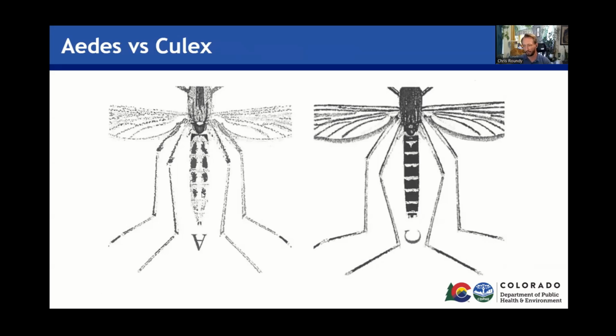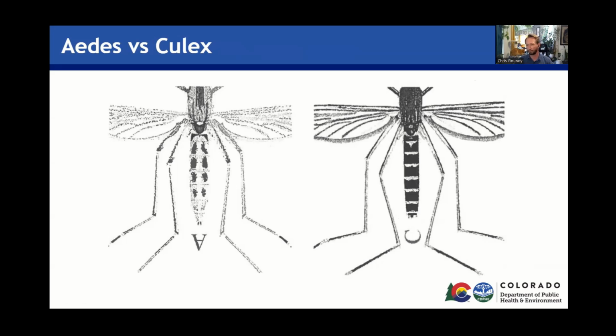On the left-hand side, we see an example of an Aedes mosquito. Specifically, look at those last few segments on the abdomen. They don't come to like a sharp point or a stinger, but they taper off more dramatically. And we think about that as a point. On the right-hand side, we have a Culex abdomen, and its last segment or two on the abdomen is going to end bluntly and rounded.